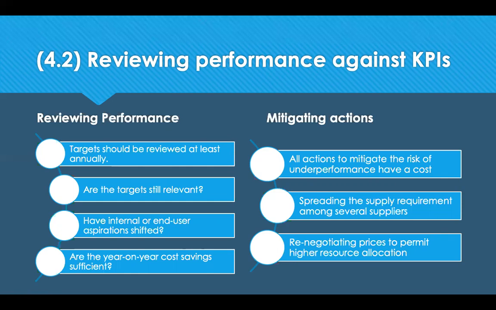These better performing suppliers might result in higher prices because they're receiving lower volumes, or you can renegotiate to permit higher resource allocations.